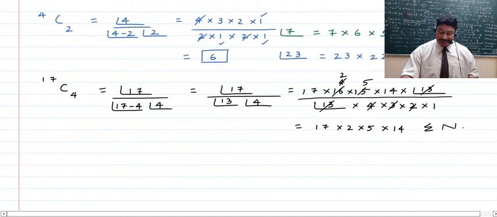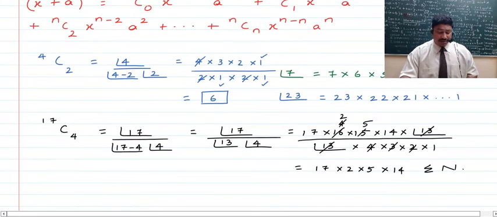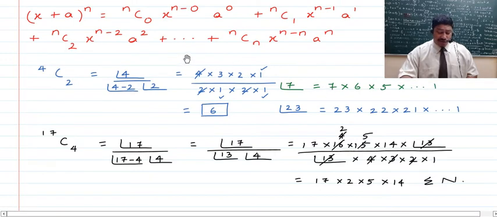So now let's quickly look at the example of expanding a binomial by the formula of the binomial theorem once more. I just explained to you how we expand a binomial expression.